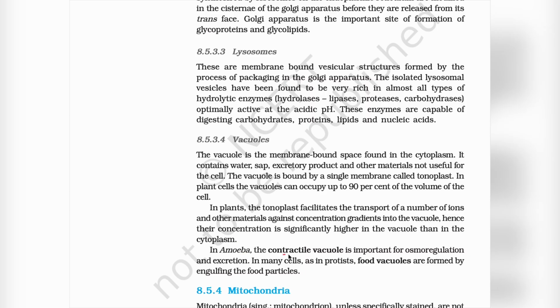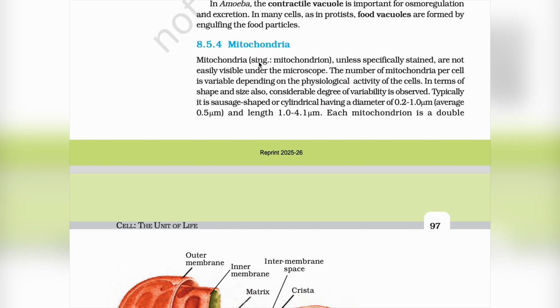In amoeba, the contractile vacuole is important for osmoregulation and excretion. In many cells, as in protists, food vacuoles are formed by engulfing the food particles. Mitochondria.